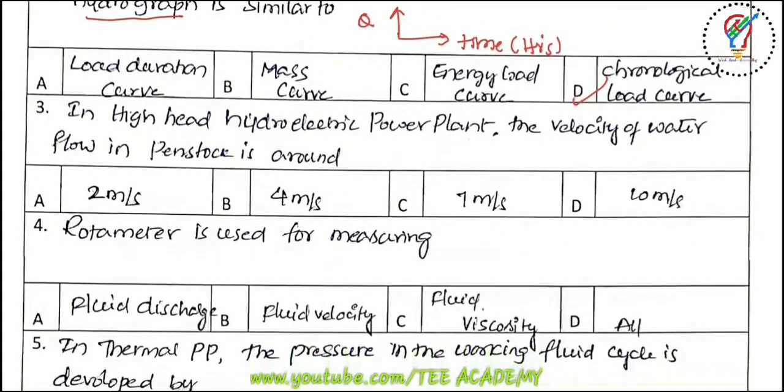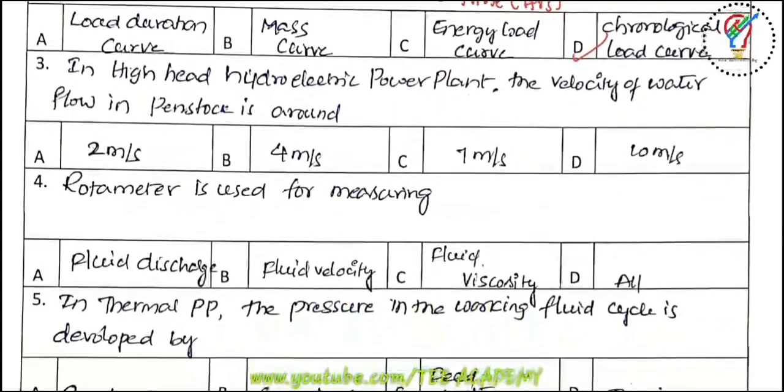Next, move to the third question. In a high head hydroelectric power plant, please ignore any spelling or writing mistakes, the velocity of water flow in a penstock is around 7 meters per second.